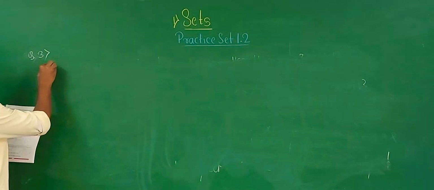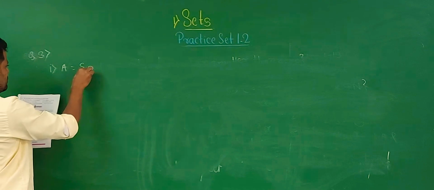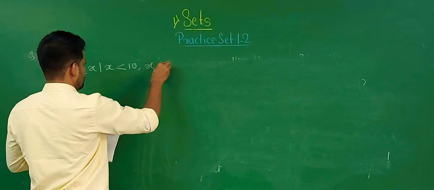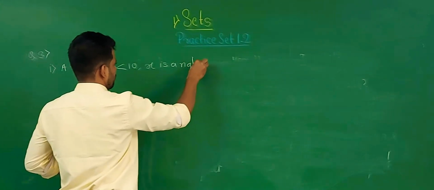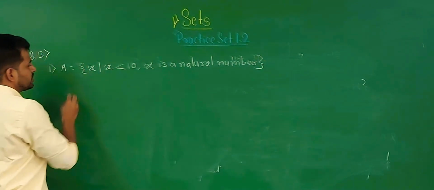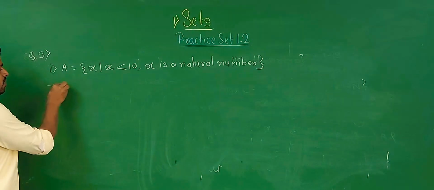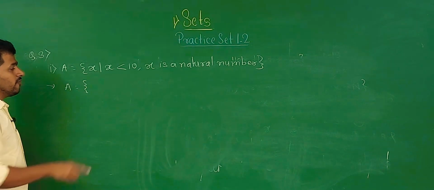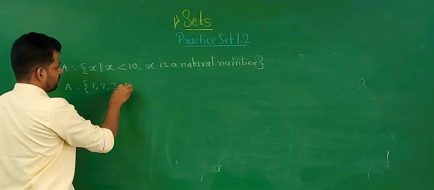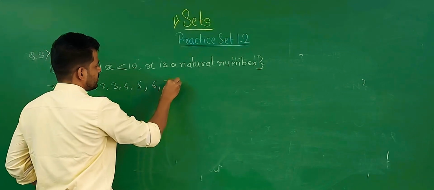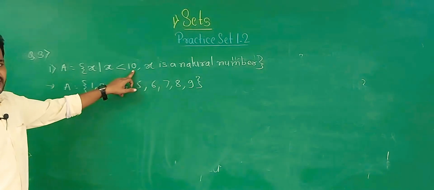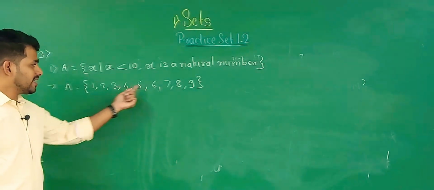Let's see the first one. A is the set of all x such that x is less than 10 and x is a natural number. First, it is in the rule method. We have to write in the listing form, that is A is equal to, the value of x is a natural number. So natural numbers start from 1, 2, 3, 4, 5, 6, 7, 8, 9. We do not take 10 because the value of x is less than 10. That's why we have to write 9 here. So they are countable numbers.